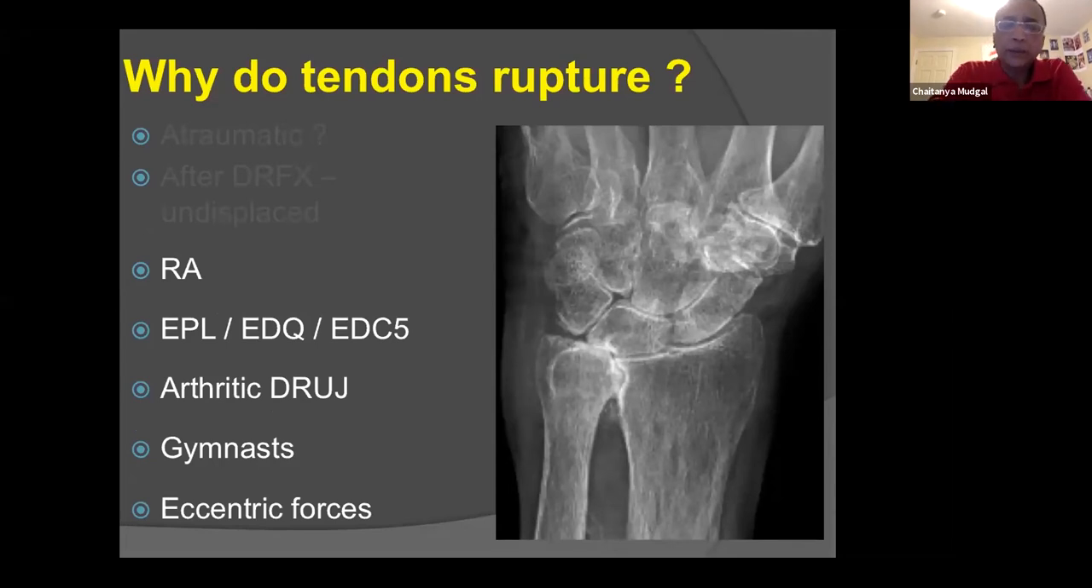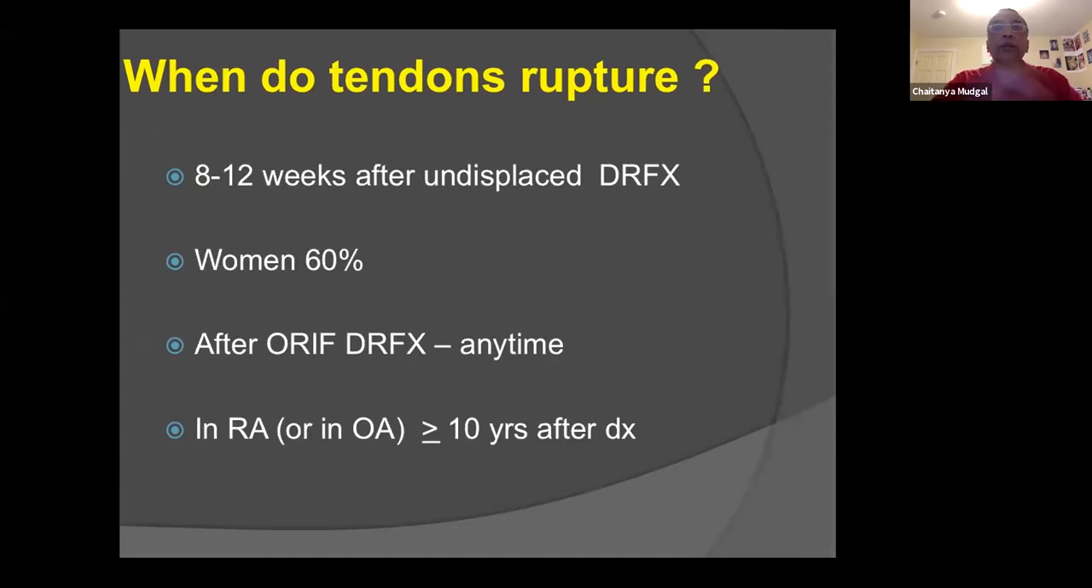Now, when it comes to rare instances, there are also gymnasts who work on uneven bars, and while they are going from one bar to another, you have to let go at a high speed. But if your hand stays in contact while your body keeps turning, eccentric forces are generated, leading to avulsion of your extensors. So when do they rupture? Usually within the first 3 months after distal radius fractures, and not surprisingly, women are affected twice as much as men.